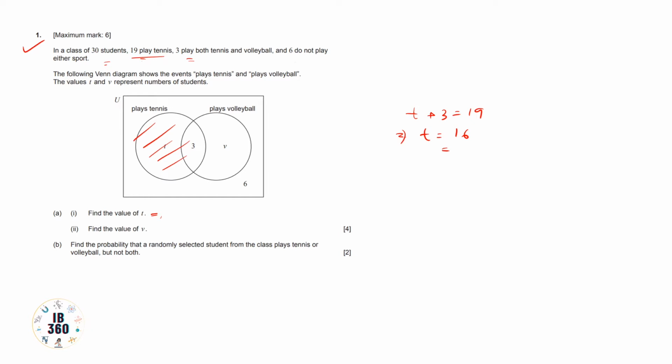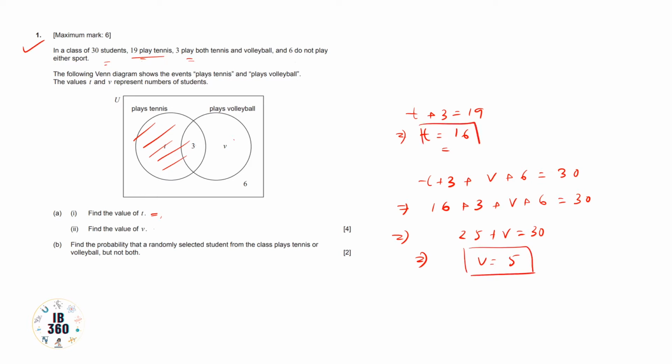The second question is, find the value of v. To find the value of v, we will add all the values and deduct it from the complete number of students. So t plus 3 plus v plus 6 equals 30. With t equals 16, we get 16 plus 3 plus v plus 6 equals 30. From here we can deduce 25 plus v equals 30, so v equals 5. This is a very simple question of set theory. So t equals 16 and v equals 5.